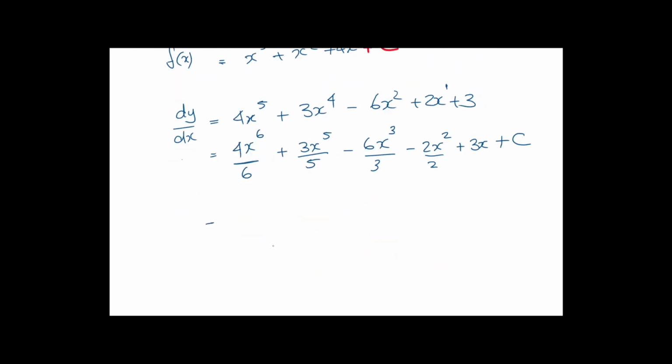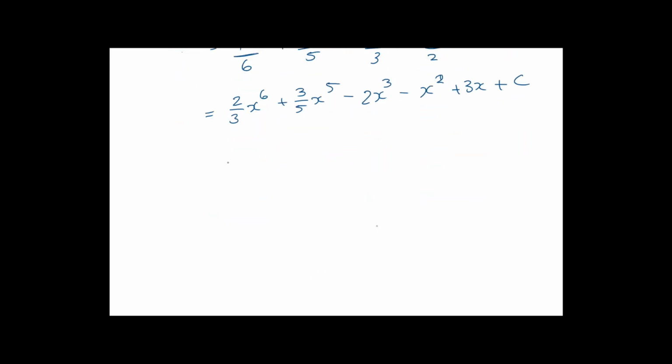Yeah, we can. So we can put it in this form. 2x to the 6, plus 3 over 5 x to the power of 5. 6 divided by 3 is 2. 2 divided by 2 is 1. Plus 3x. And don't forget the c. One more. Okay, let's do another one.